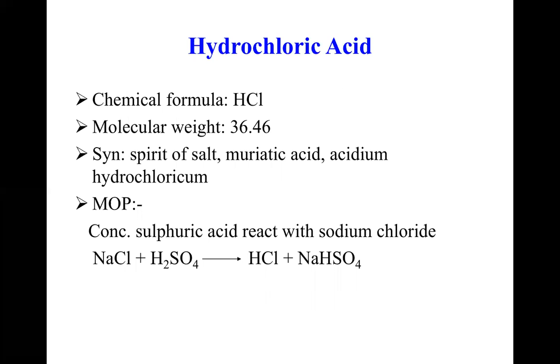Next, the acidic substance we will discuss is hydrochloric acid. The chemical formula of hydrochloric acid is HCl. Molecular weight is 36.46. Synonyms are spirit of salt, muriatic acid, acidum hydrochloricum. Method of preparation: when concentrated sulfuric acid reacts with sodium chloride, common salt, they are generally heated in a cast iron pan in a salt cake furnace. It forms hydrochloric acid and sodium hydrogen sulfate.